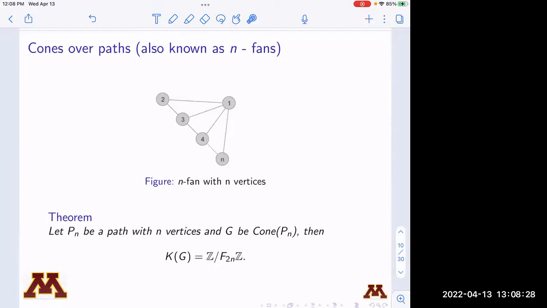So, graphs of interest. One interesting graph to look at is the cone over the path, also known as a fan. To make this graph a little more accurate, of course, we would have an edge to all the vertices in the path there.